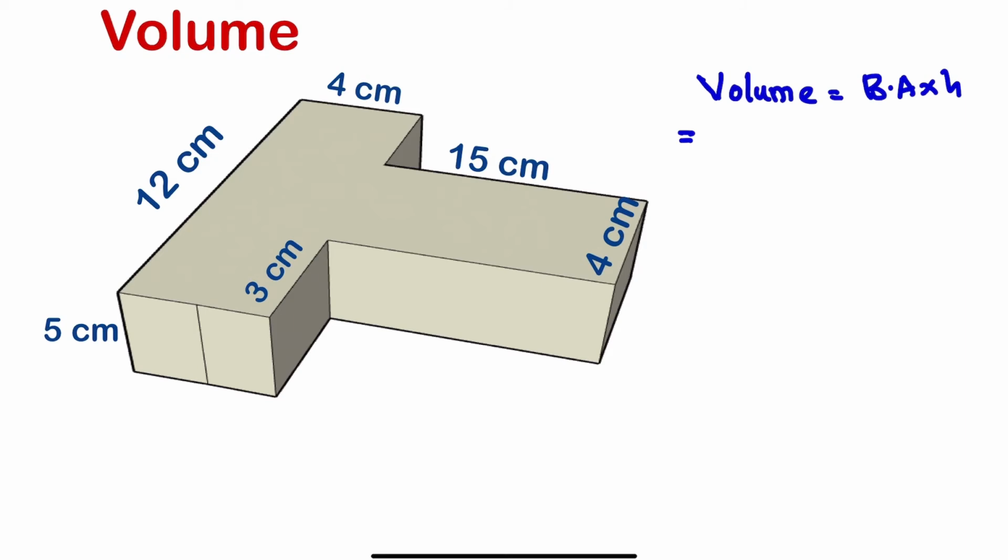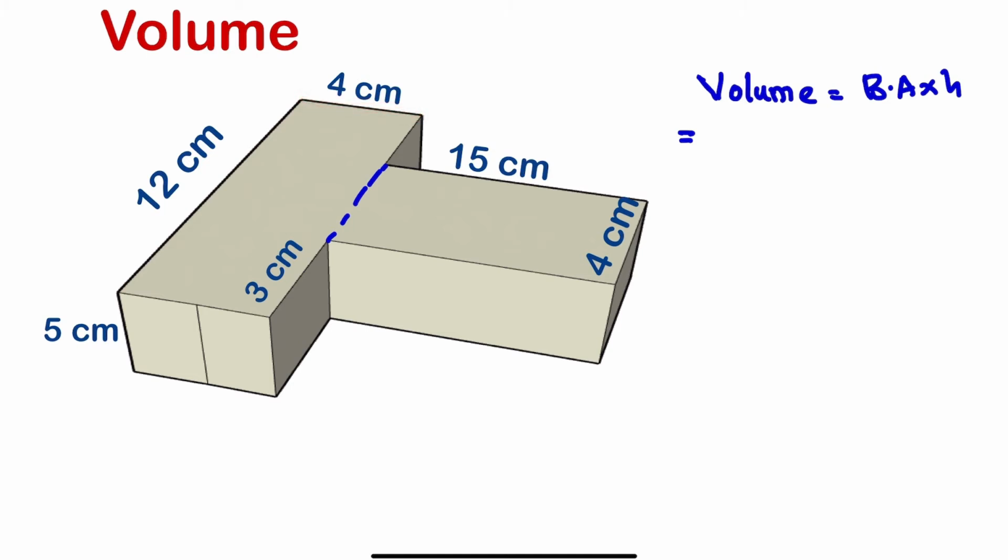So this will be considered the base of the prism. Now we need to calculate the base area of one of the bases times the height. So let's calculate the base area. Since this is in the form of a T shape, we can separate this into two rectangles. Our first rectangle is 12 centimeters by 4 centimeters.